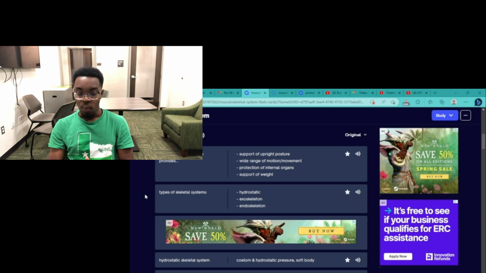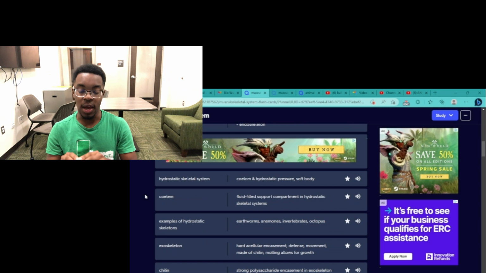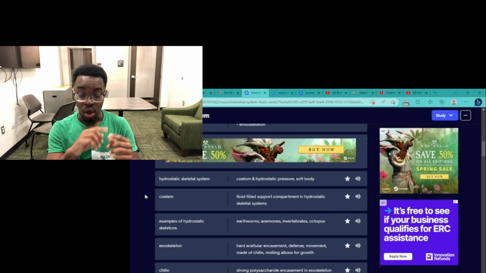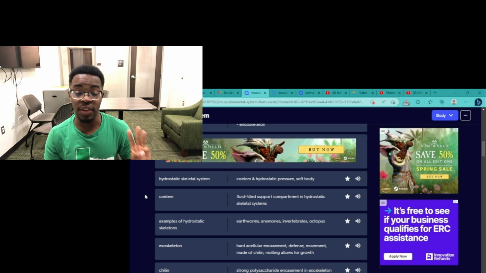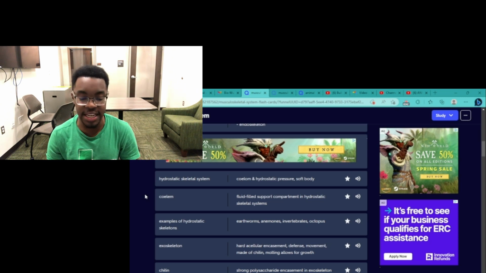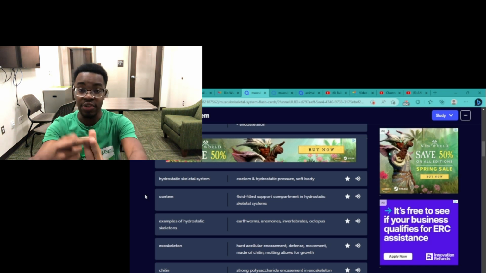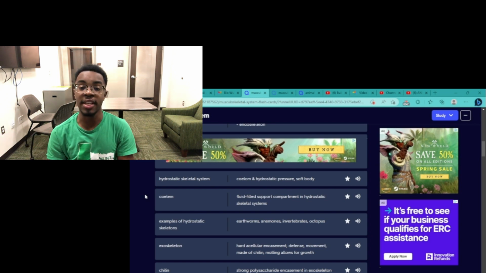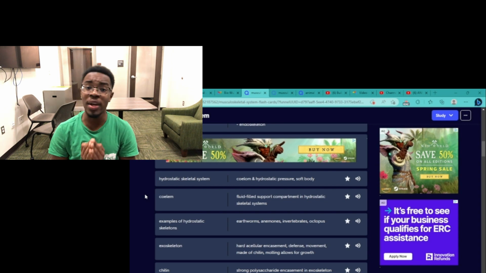And so, what a hydrostatic skeleton system is going to have is a big word called coelom, hydrostatic pressure, and a soft body. These 3 are the characteristics of a hydrostatic skeletal system. Remember, the coelom, hydrostatic pressure, and a soft body. Really remember the soft body for the hydrostatic skeleton system. All right, we're doing great so far.